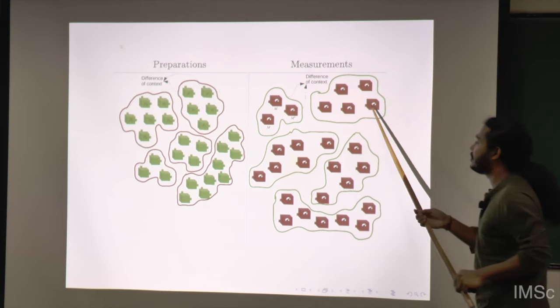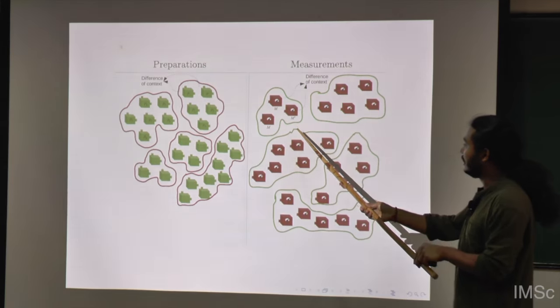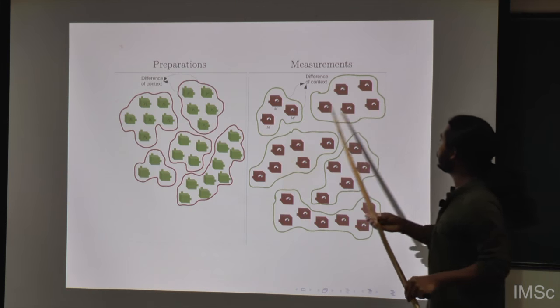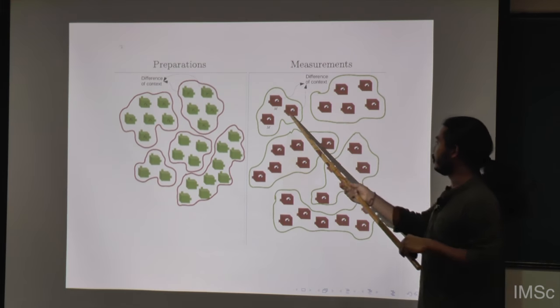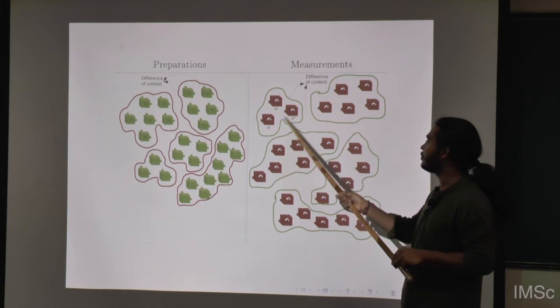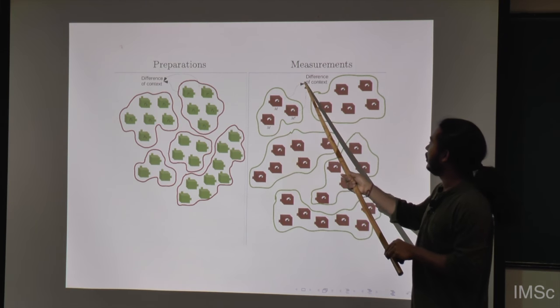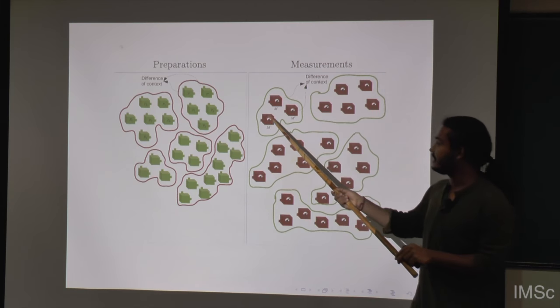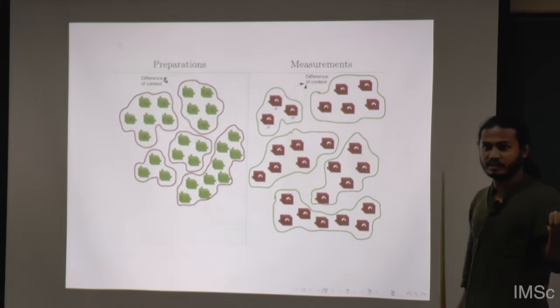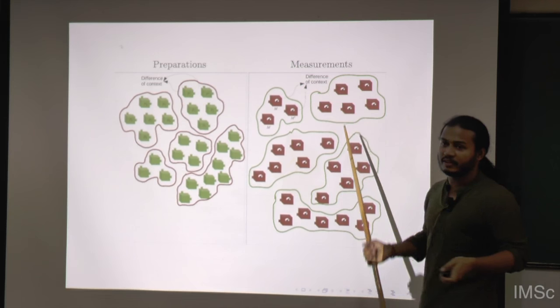The same thing is true of measurements. The equivalence relation between measurements defines equivalence classes of measurements. So in a given equivalence class, you have a set of measurement procedures. And there may be differences between them, but they don't matter to the eventual predictions. And this is a difference of context.